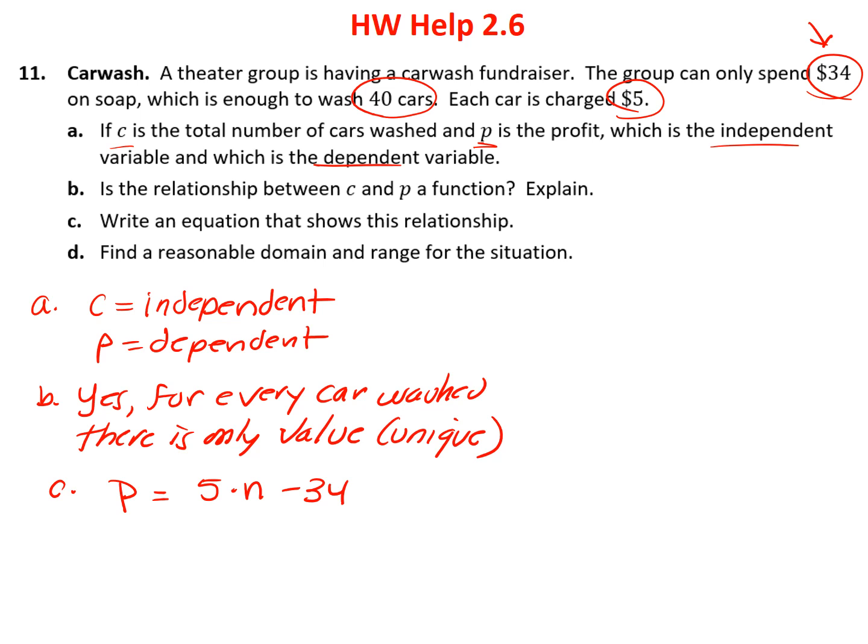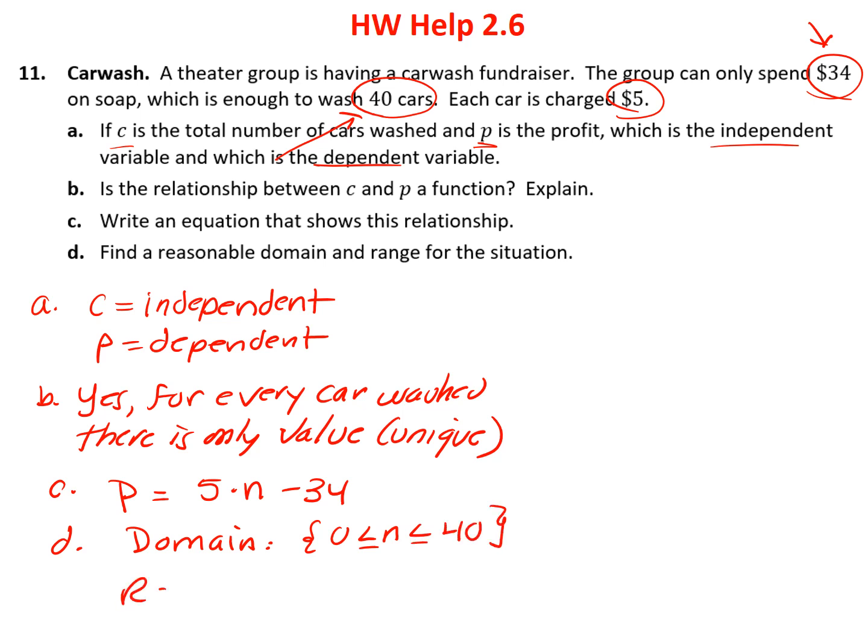And the last question, what's a reasonable domain? Well, the domain is how many cars I wash. Notice here that I can only wash 40 cars because of the soap. So my domain is going to be between 0 and 40. That's the most I can have.